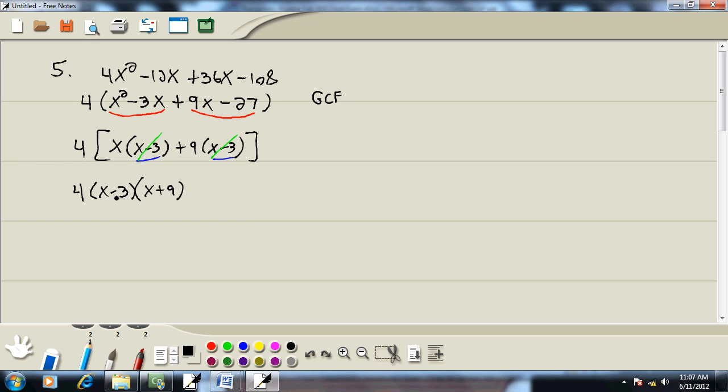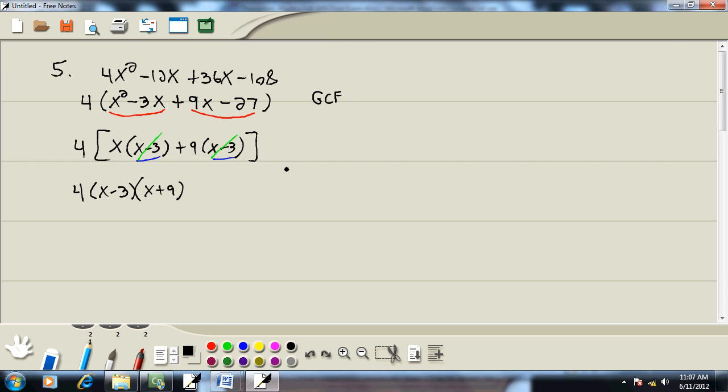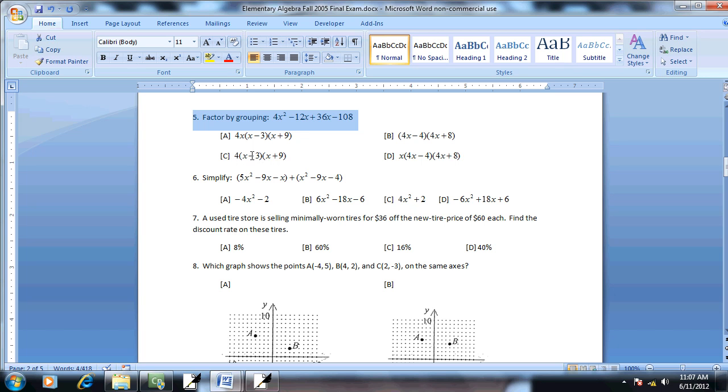Now these may be flipped around. You can have the x plus 9 first and the x minus 3 second. But let's see which one matches. Okay, 4 out in front, x minus 3, x plus 9. Looks like C would be our answer.